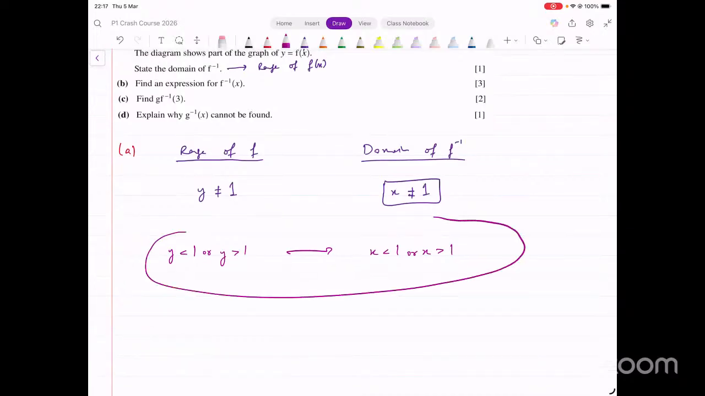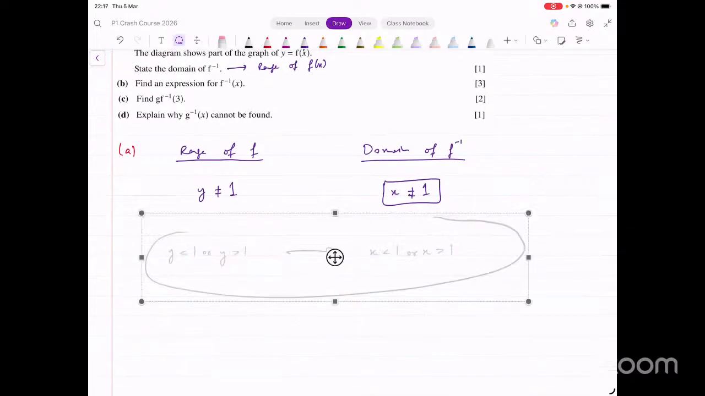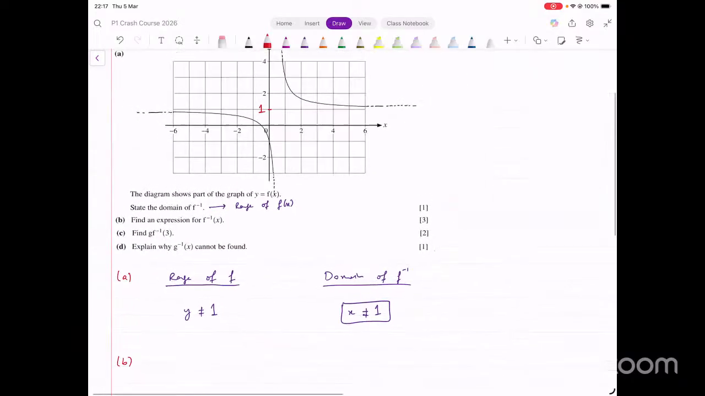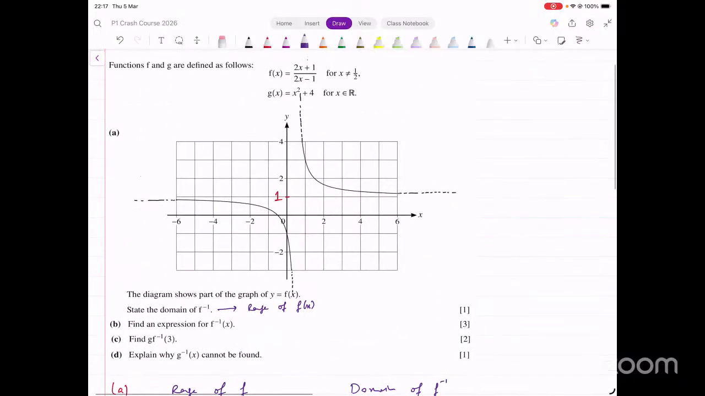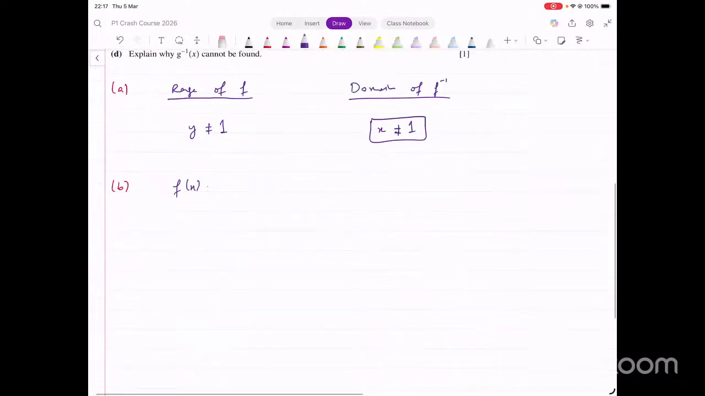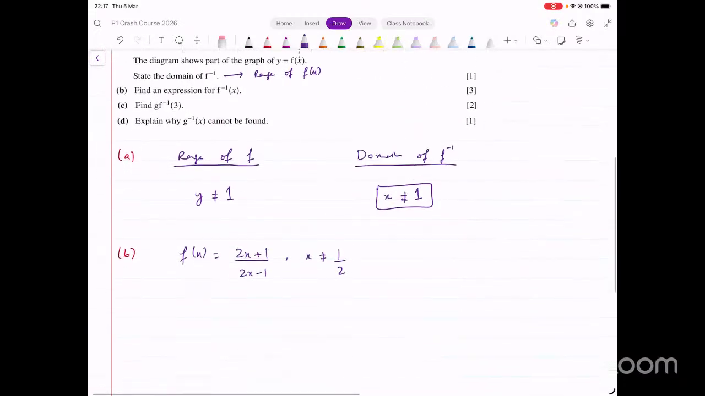The other parts are fairly straightforward, but let's just complete them as well. Part B. In the second part, it says find an expression for f inverse of x. We've got function f, right? That's 2x plus 1 over 2x minus 1. Let's write that down here. f of x equals 2x plus 1 over 2x minus 1. The domain was given to be x not equal to 1 over 2, right?